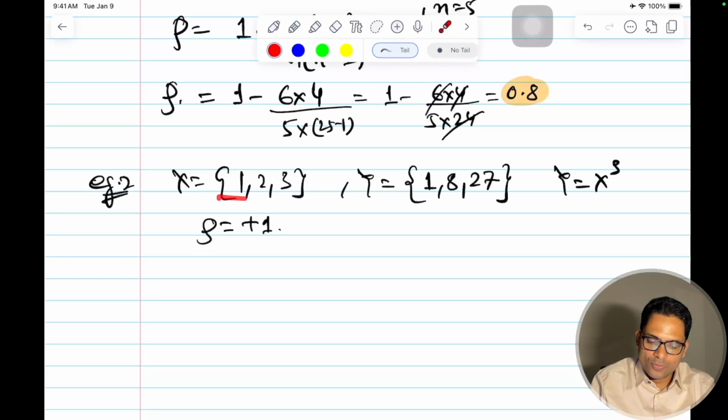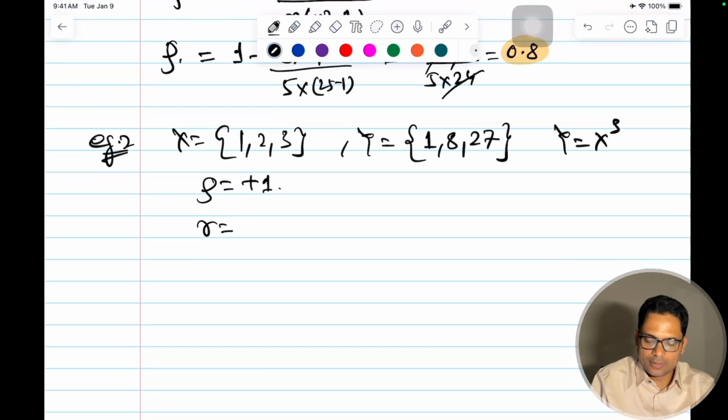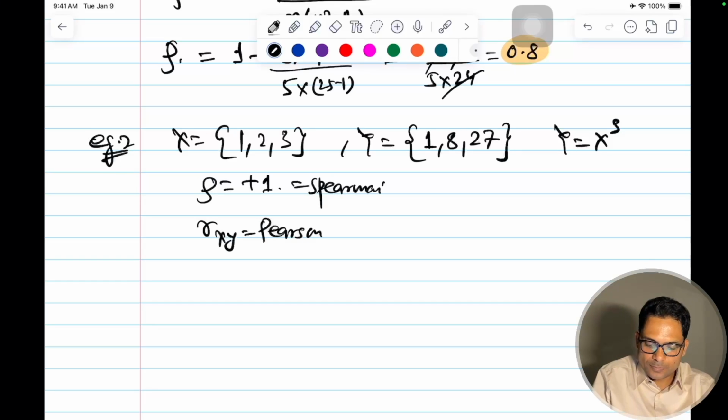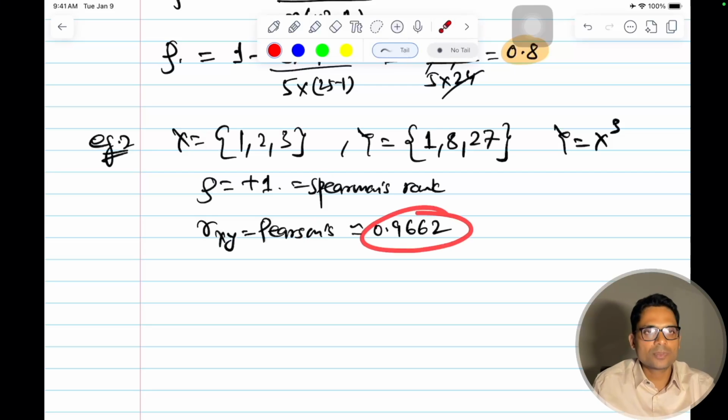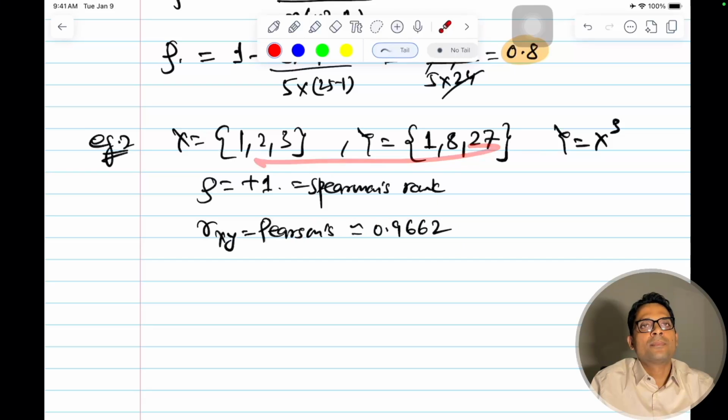But if you compare the covariance and then you do sigma x and sigma y, the r value, that rxy, that is the Pearson, versus Spearman's rank. Pearson's coefficient will come out to be something close to, do the calculation. I have done the calculation earlier. This will not come perfect one, but it will come something around 0.9662. Just put the numbers, you will get it.